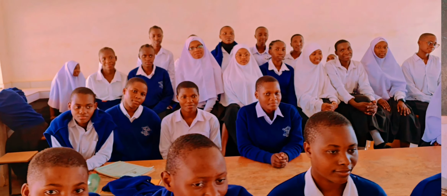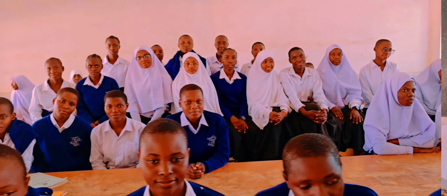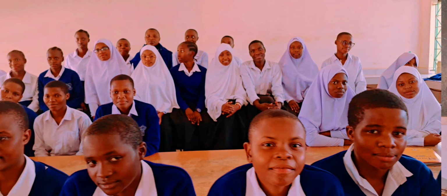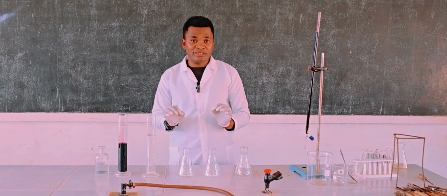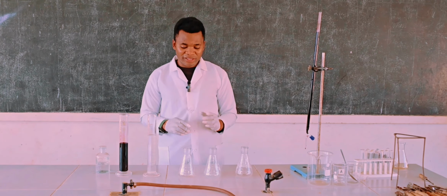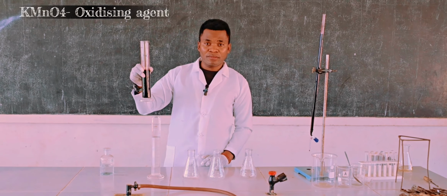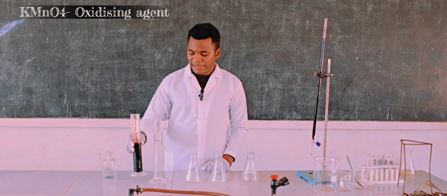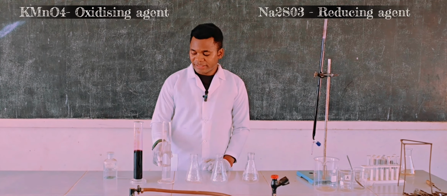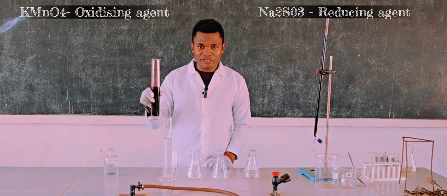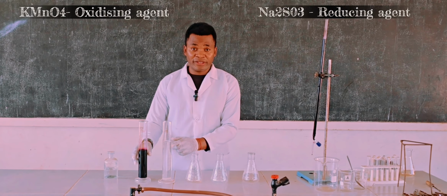In redox reactions, one element or group of elements tends to be oxidized, while another tends to be reduced. That's why I say there is reduction and oxidation. So today I have potassium permanganate, and also I have sodium sulfide. This is a very strong oxidizing agent, while this one is a reducing agent.